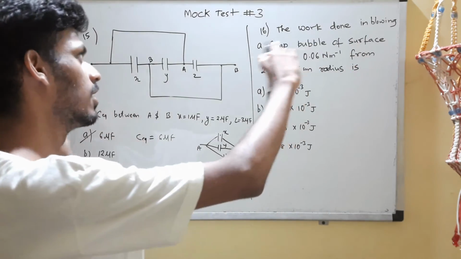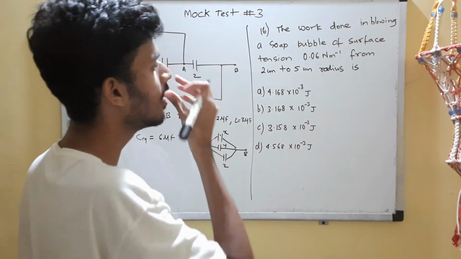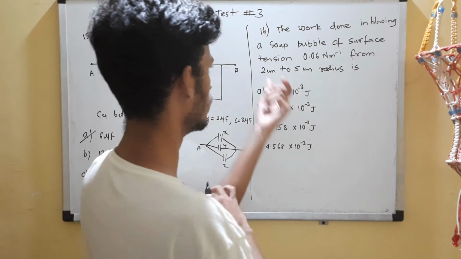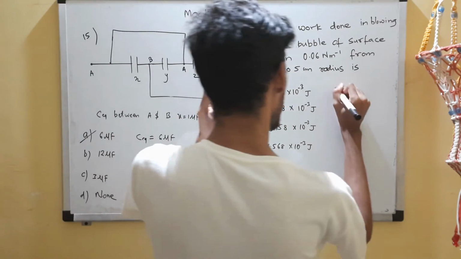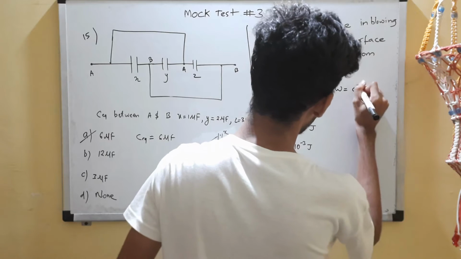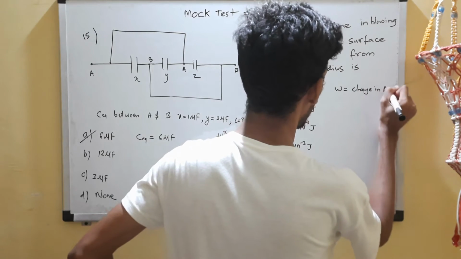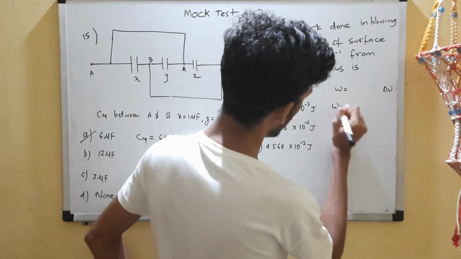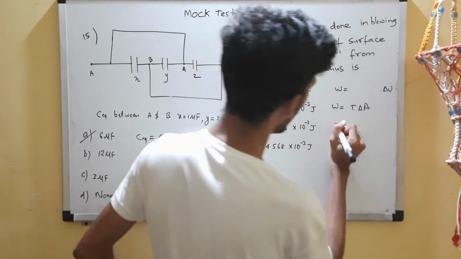Okay, so now question number 16: the work done in blowing a soap bubble of surface tension this from this much radius to 5 centimeter radius. So the work done basically will be the change in surface energy. So change in surface energy, we can call it delta U. Surface energy is basically given as T into delta A, T into delta A.